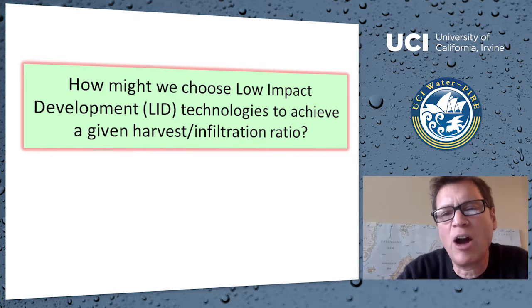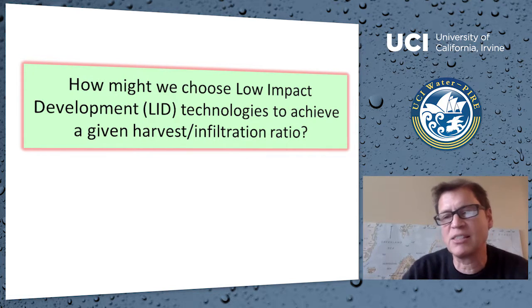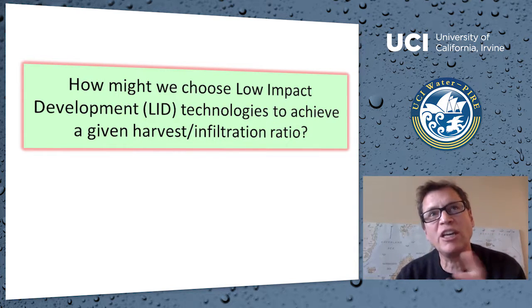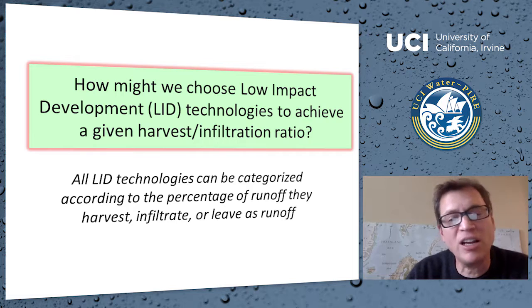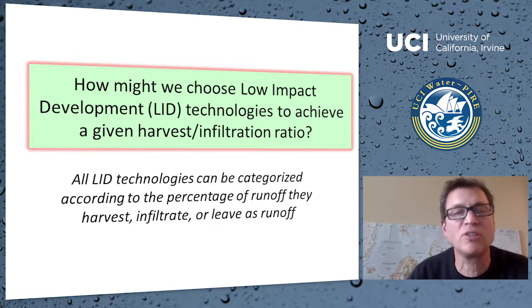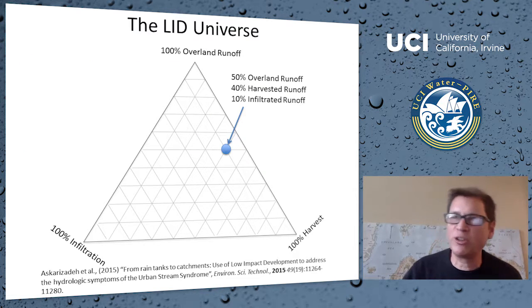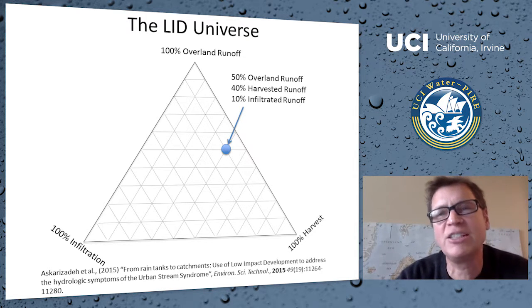Clicking forward, how might we choose low impact development technologies to achieve a given harvest infiltration ratio? The beautiful thing about this framework is that we're just looking at getting the right ratio of infiltration to harvesting, and that means we can categorize all LID technologies on the basis of the percentage of runoff that they harvest, infiltrate, or leave as runoff. And how do we do that? Well, we thought about it a little while, we argued about it, and we came up with this ternary diagram, which I'm calling here the LID universe.